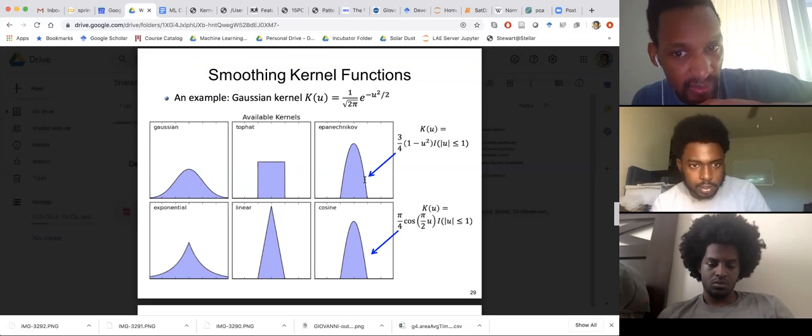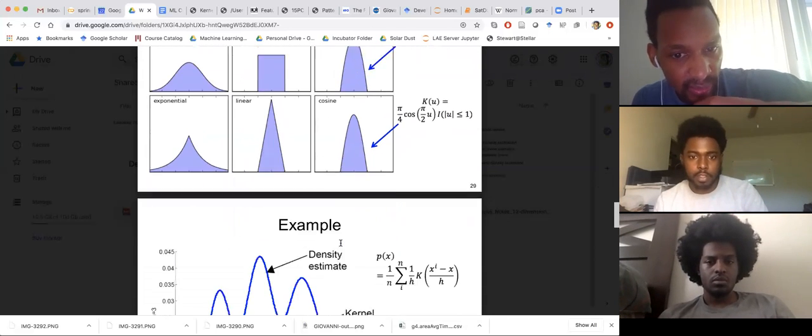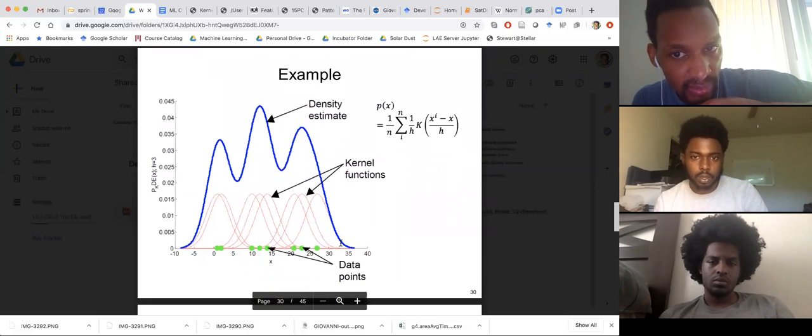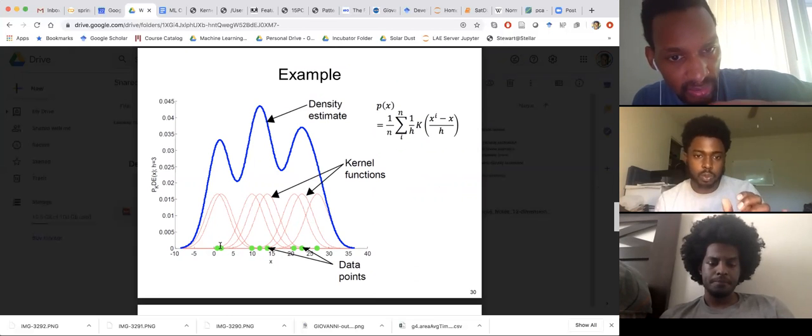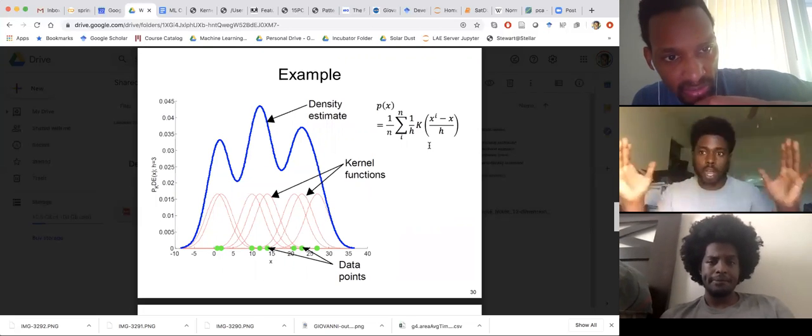I think it's a Russian last name. Or, you can use exponential, linear, cosine. You have lots of options. And then what you do is apply your kernel function to the data, and it's going to normalize it by your smoothness factor H. That's going to tell you how wide your bin is, essentially.